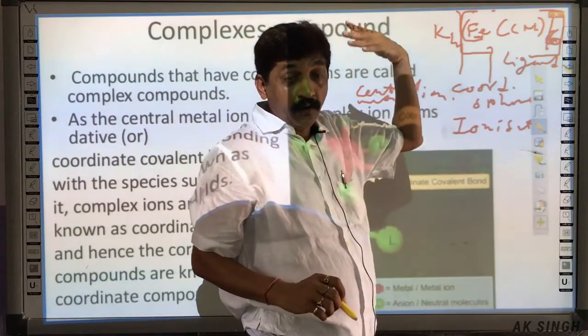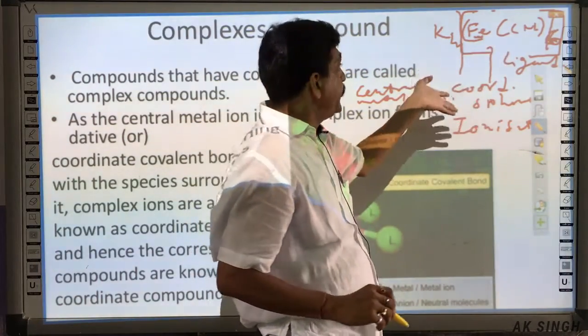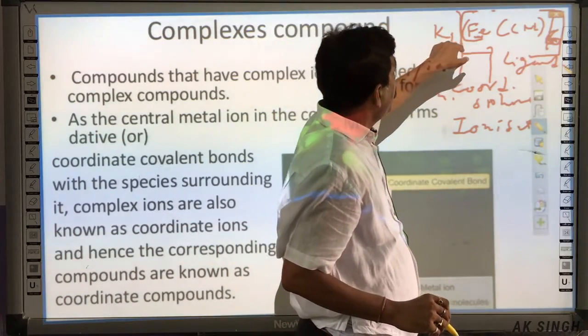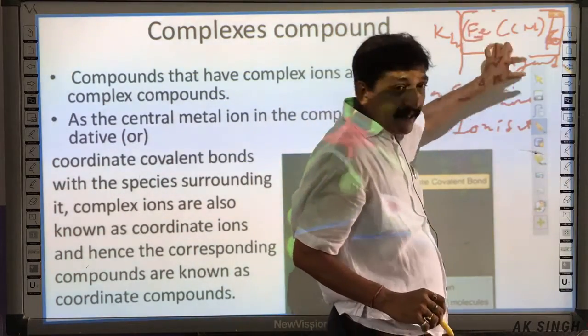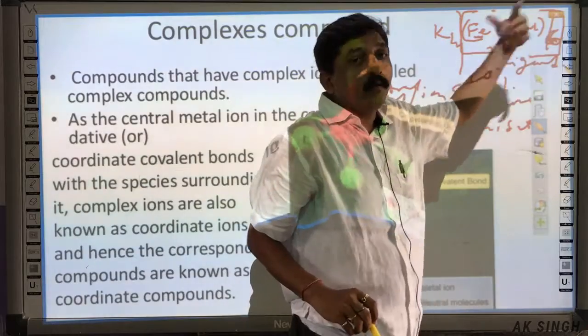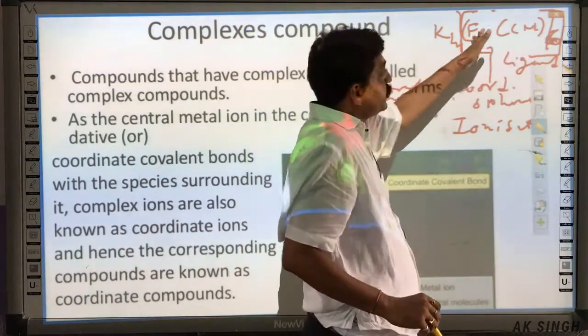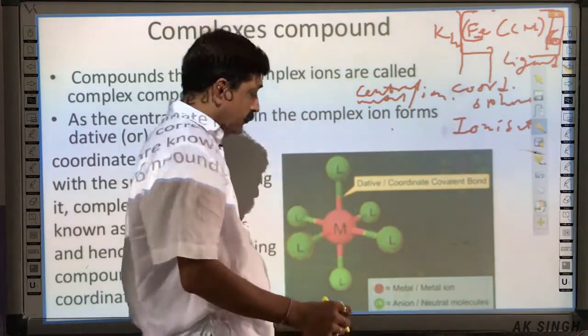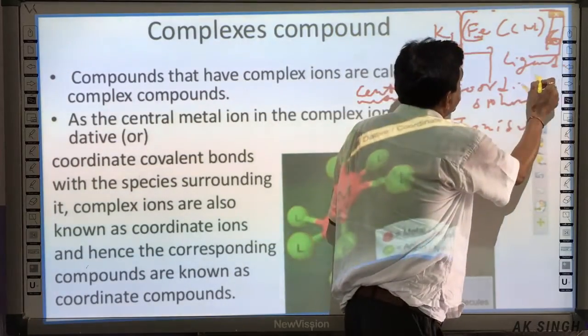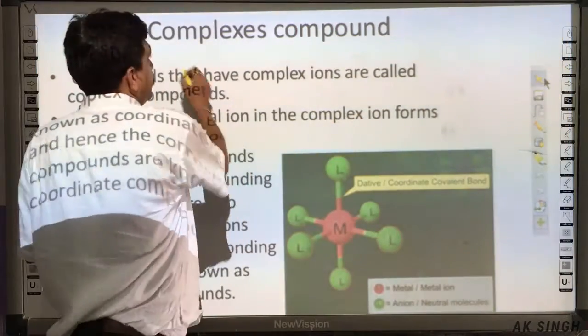There are various types of ligands, and I will explain them to you. One type or more than one type of ligand can get attached to the central metal atom. Let us move to another slide.